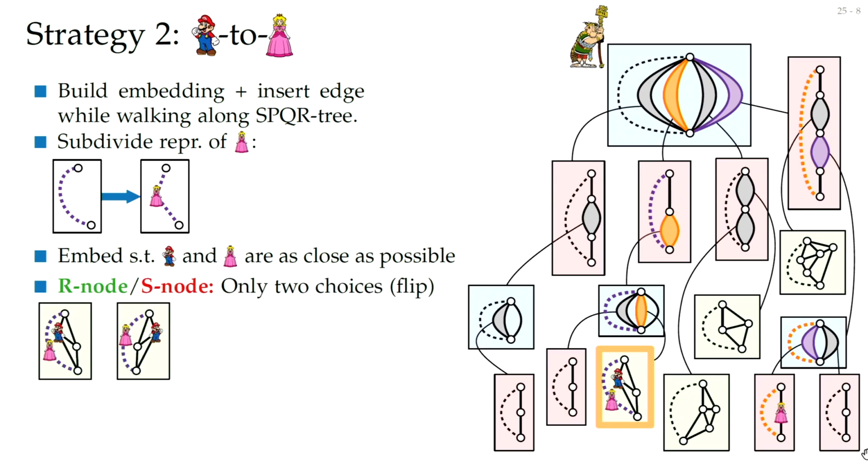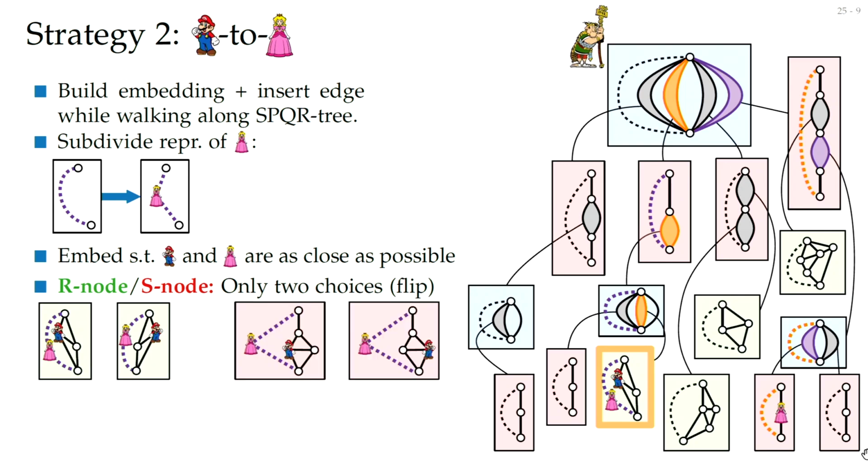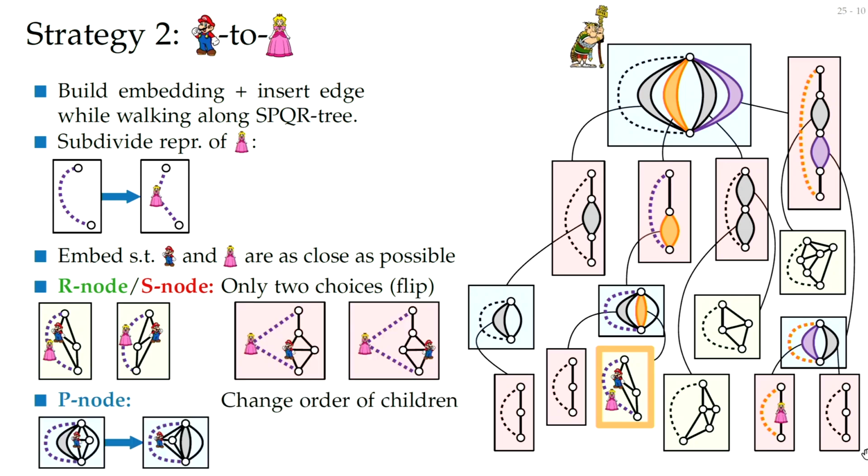For the R node and S node, that means we can just flip. For the parallel node, that means that we can change the order of the children. But now it's a bit clearer what we mean because there are now really two vertices, and we can better define what is the distance between them. So here it's pretty clear. We add the edge, and we're done for this component.